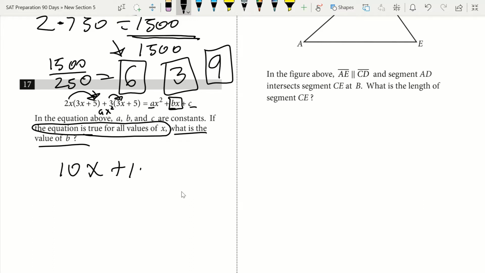So that's going to give me plus a 9x, okay, because 3 times 3x gives me 9x. So I see my total there is going to be 19x. Okay, I'm asked for the value of b, so I don't have to include x. So b then is just going to equal that 19. So the value of b there is 19.